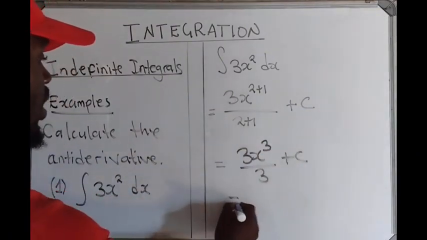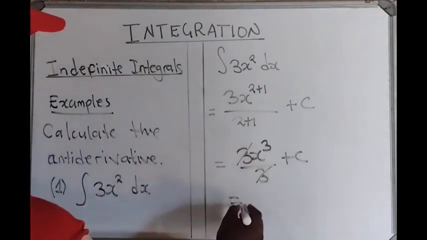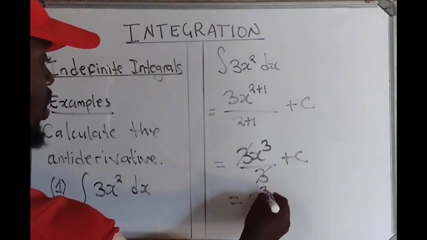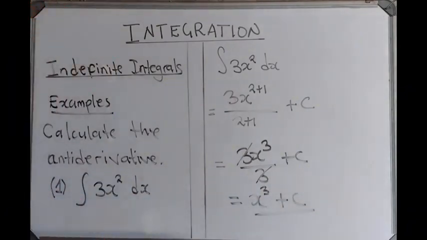So from here, what will be our final answer? You can cancel this and this. You remain with x raised to the power of 3 plus c. So this is our answer. We have integrated this function right here. I do hope that you are following. We are moving together. We are now going to look at another example.